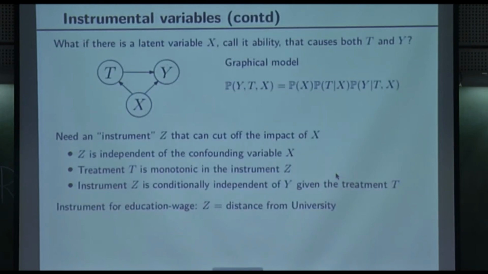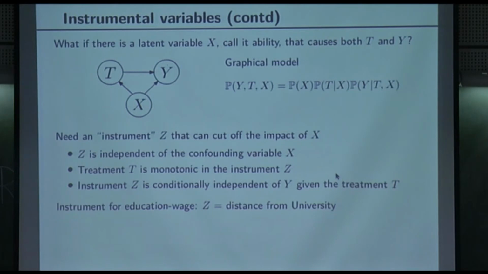Anyway, so what if there is a latent variable x, call it ability, that causes both t and y? So if you look at the graphical model, the relationship between them is that there's this variable x that hits y, the same x which hits both t and y, and that variable potentially can cause problems in our causal estimates.